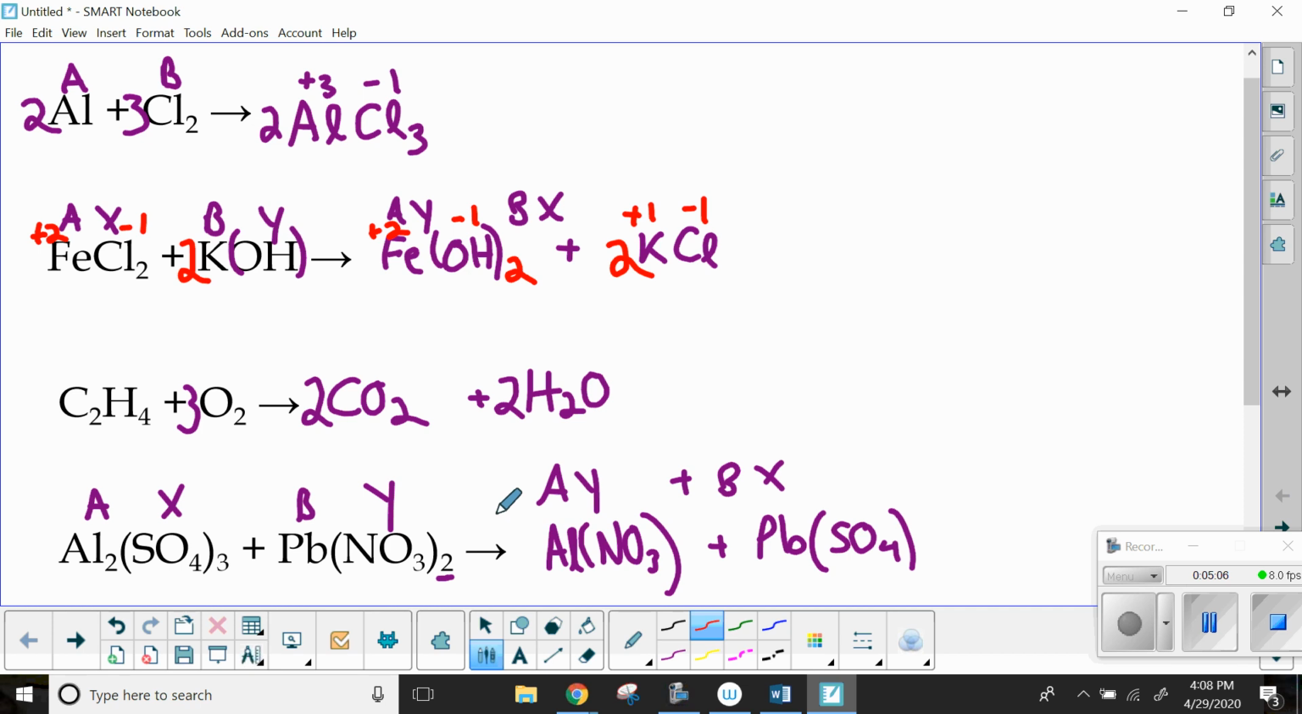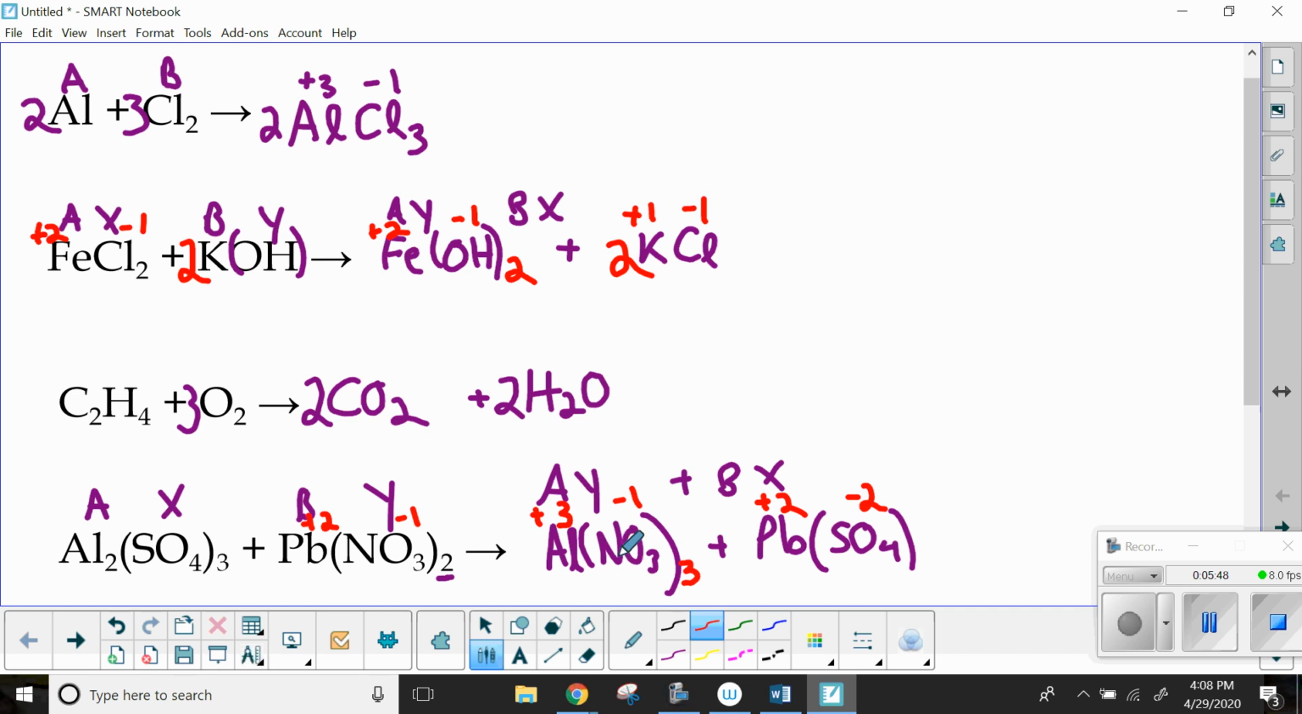So checking our charges here. Aluminum has a +3, nitrate has a -1. So I have 3 nitrates to every 1 aluminum. And then looking at my polyatomic table, SO4 has a -2. Lead's a tricky one. It's not a transition, but it has multiple transition states. So I'm going to go back over here, look at my polyatomic table, realize that nitrate is a -1, and there's 2 of them. So this is going to total -2. So lead has to be a +2. And so PbSO4, they balance each other out.